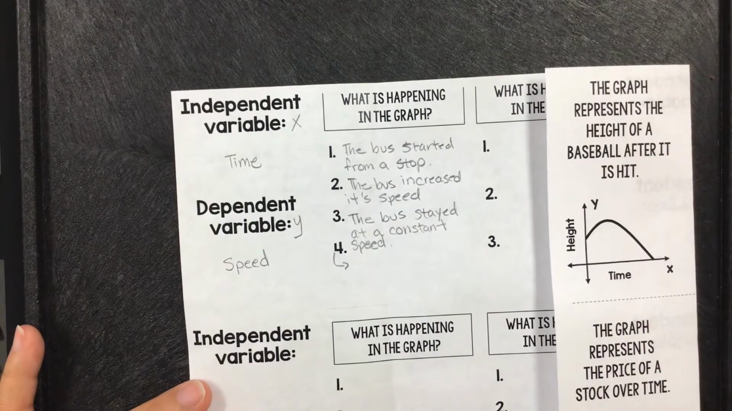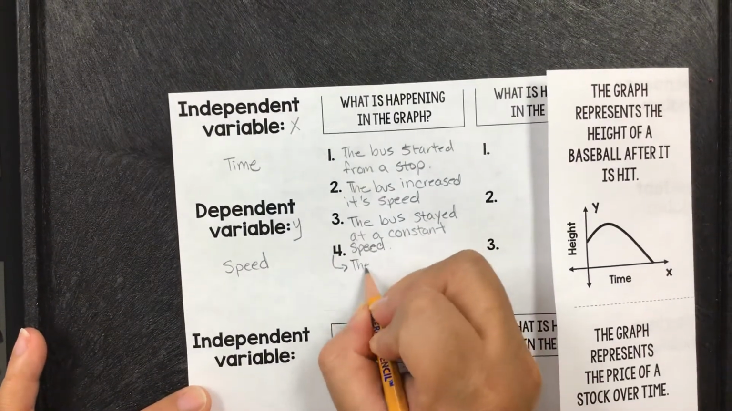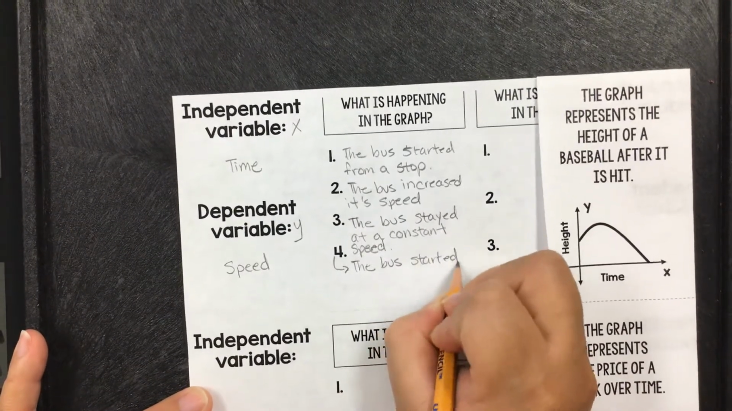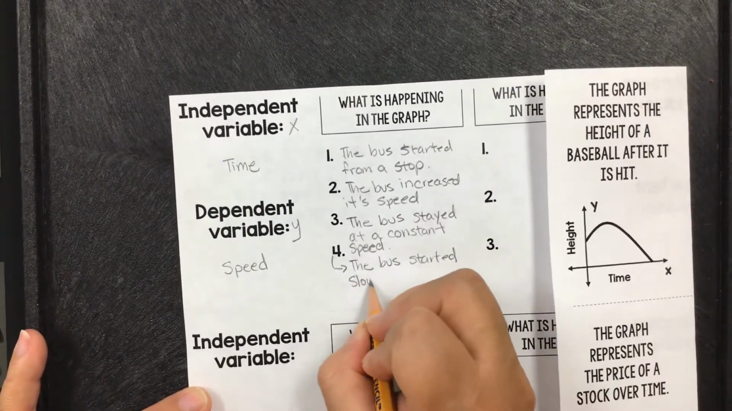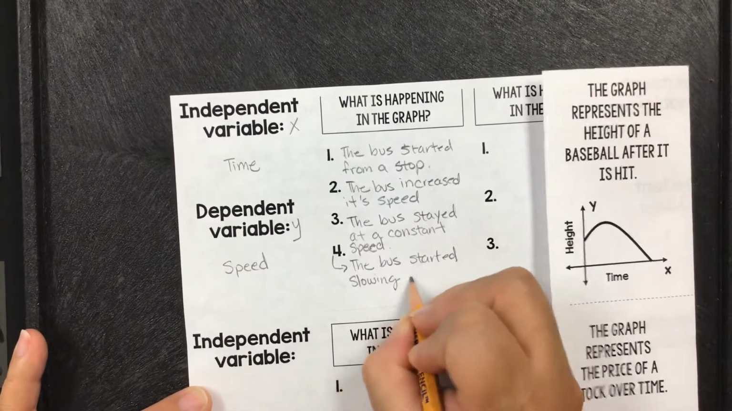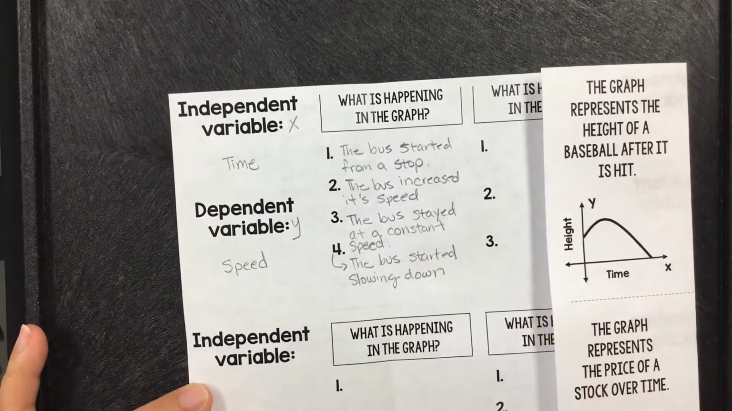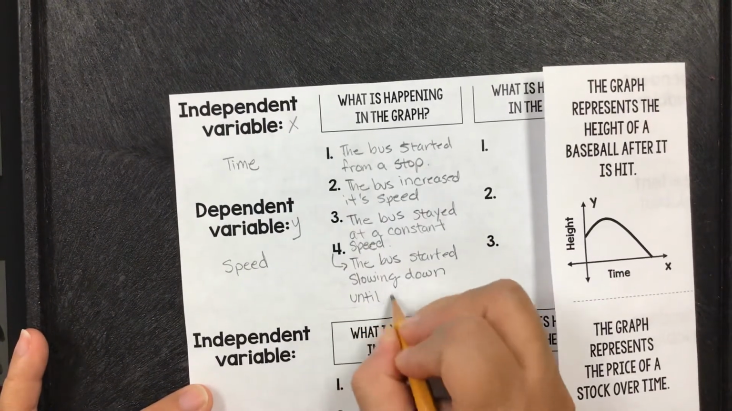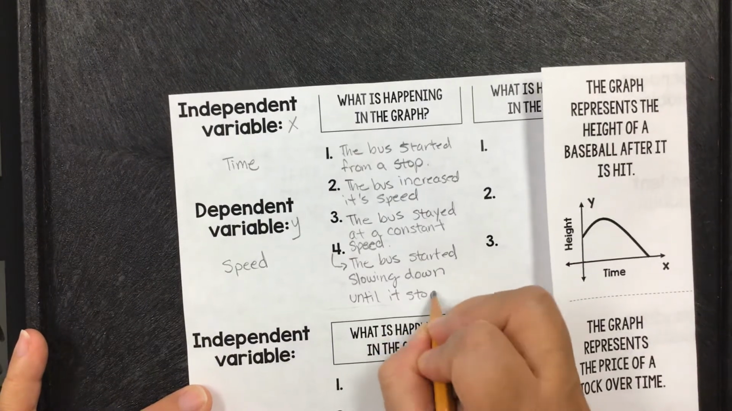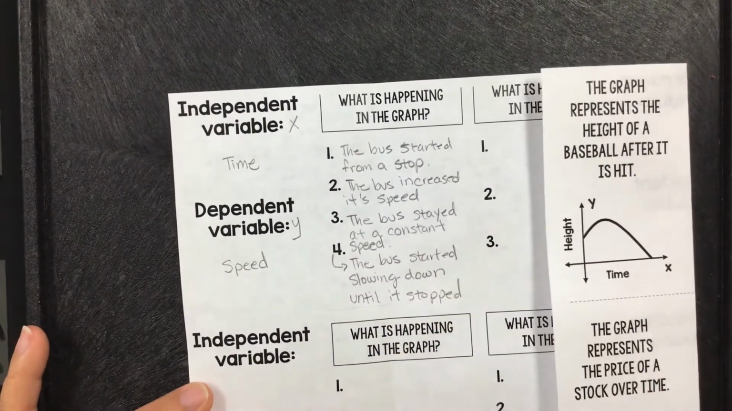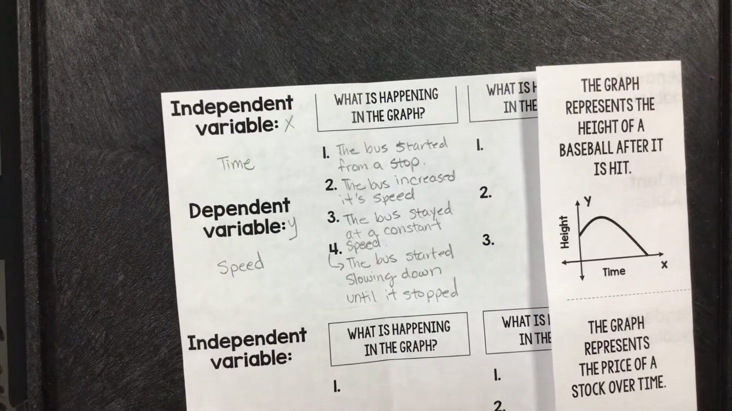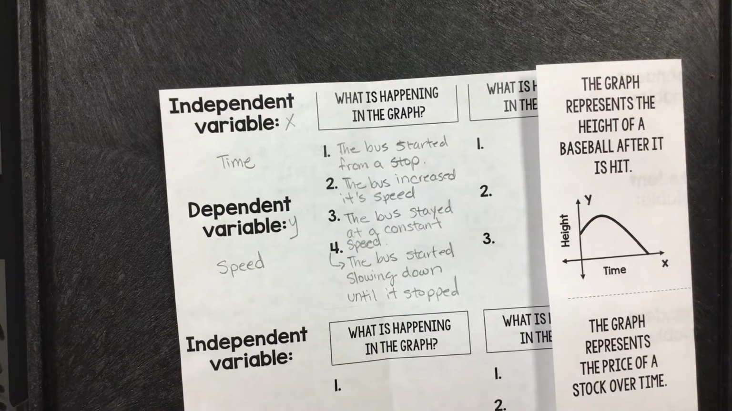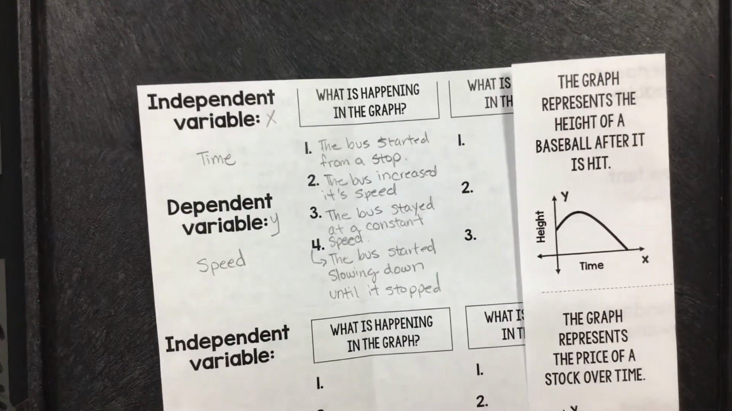On number 4, the bus started slowing down until it stopped. It's important to indicate the end behavior as well, the start and all the maximums and minimums of the graph.